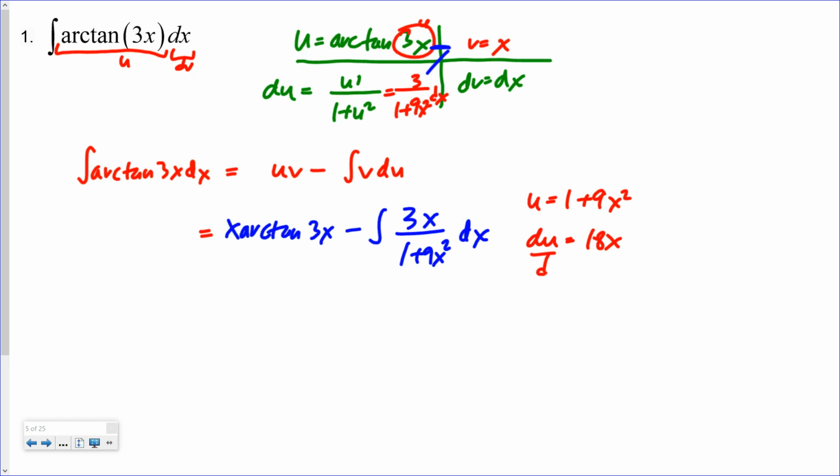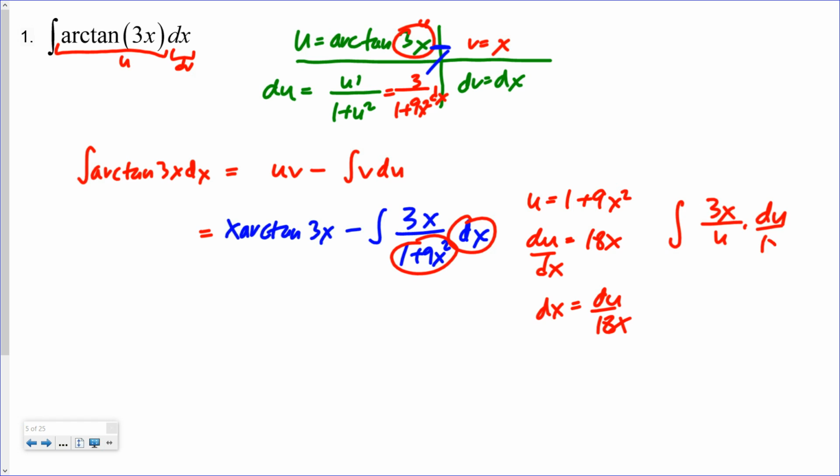So what I get is du dx equals 18x, so therefore dx is du over 18x. I substitute two things. I substitute my u, and I substitute my dx. So that gives me the integral of 3x over u times du over 18x. Do my x's cancel out? Why, yes, they do. So this turns out to be a regular u substitution problem. And the answer here is 1/6 ln of u plus c. And that's a great answer. It is just the wrong answer.